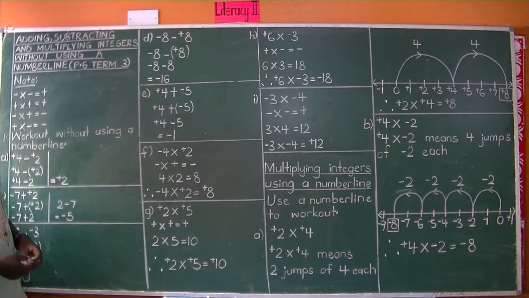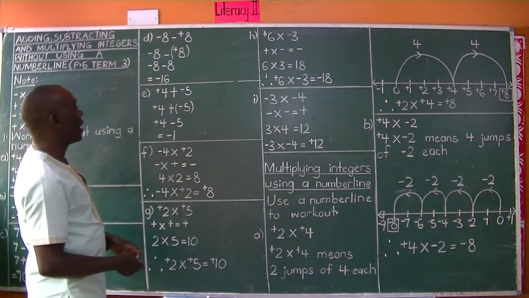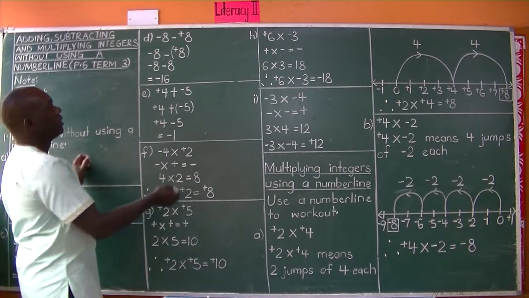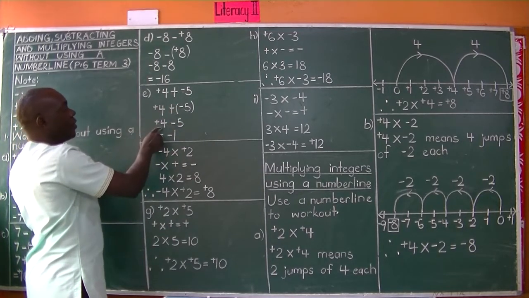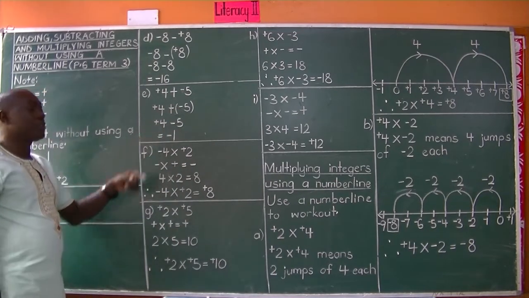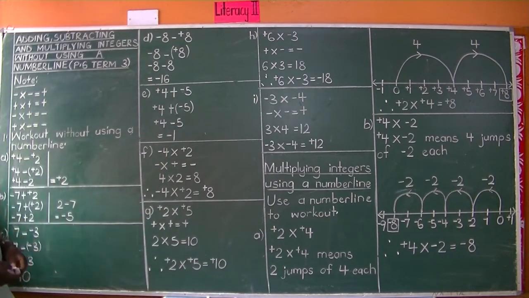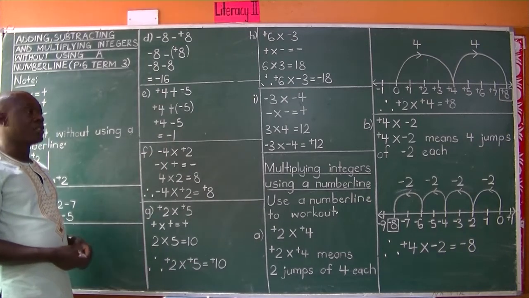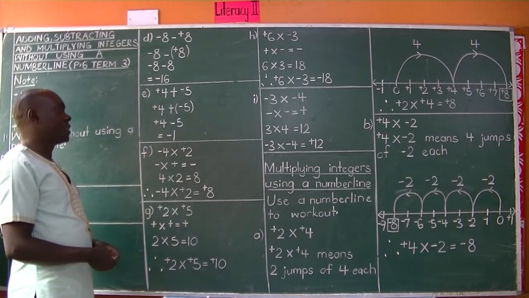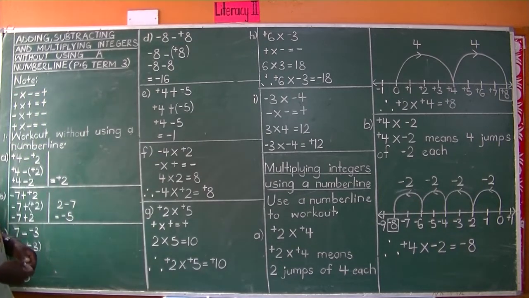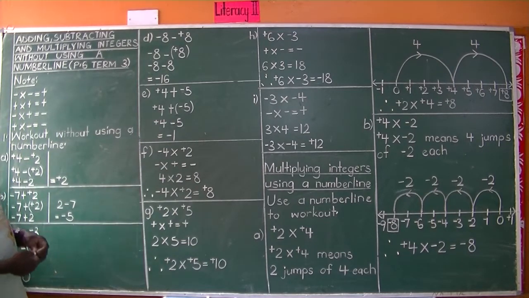And then go to part E. Work out positive 4 plus negative 5 without using a number line. Put negative 5 in brackets and say positive and negative get a negative. That is 4 minus 5. Positive 4 minus 5 is the same as 4 minus 5, which is a negative 1 because 4 is less. We know 5 minus 4 as a positive 1, then the opposite, 4 minus 5, is a negative 1. That is how we add and subtract integers without use of a number line.